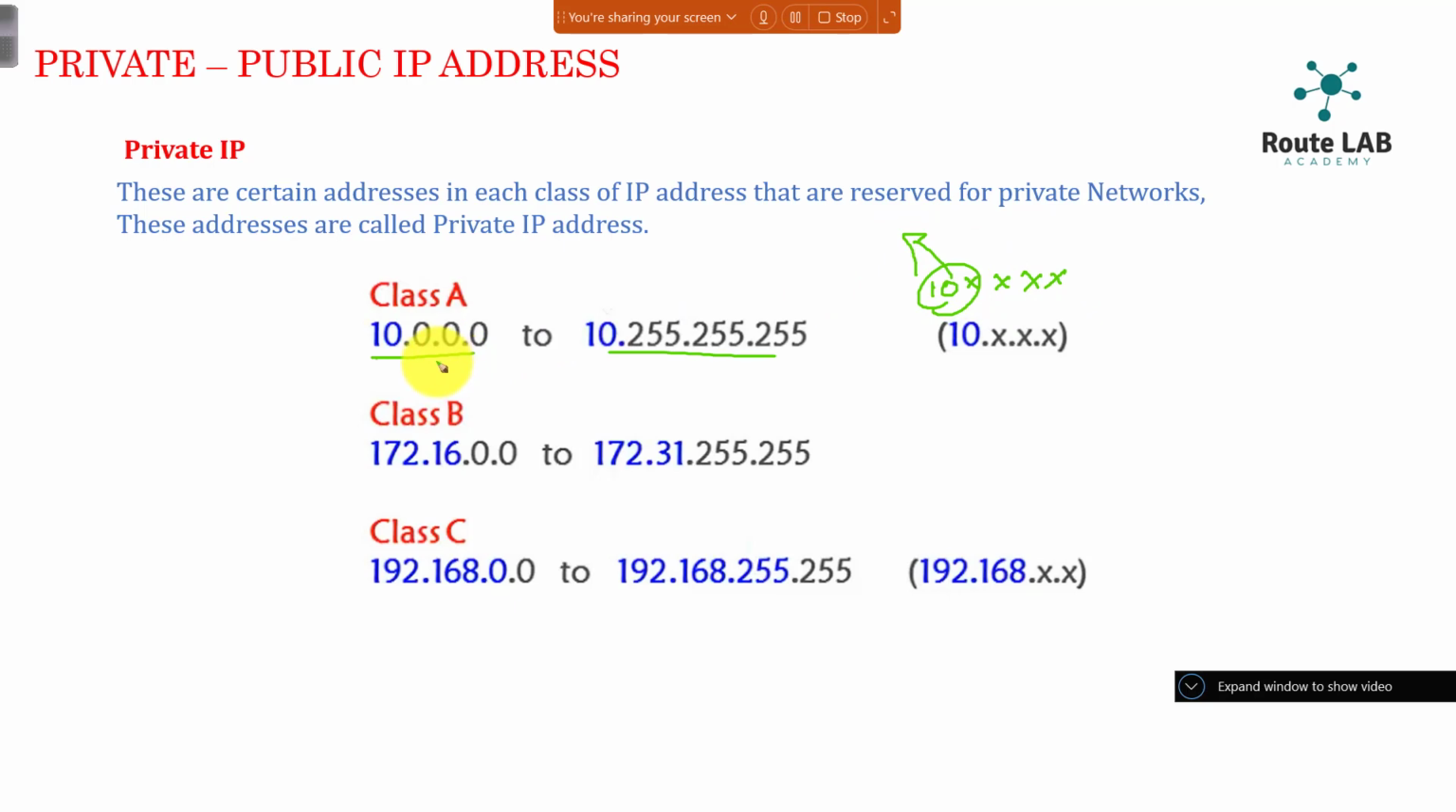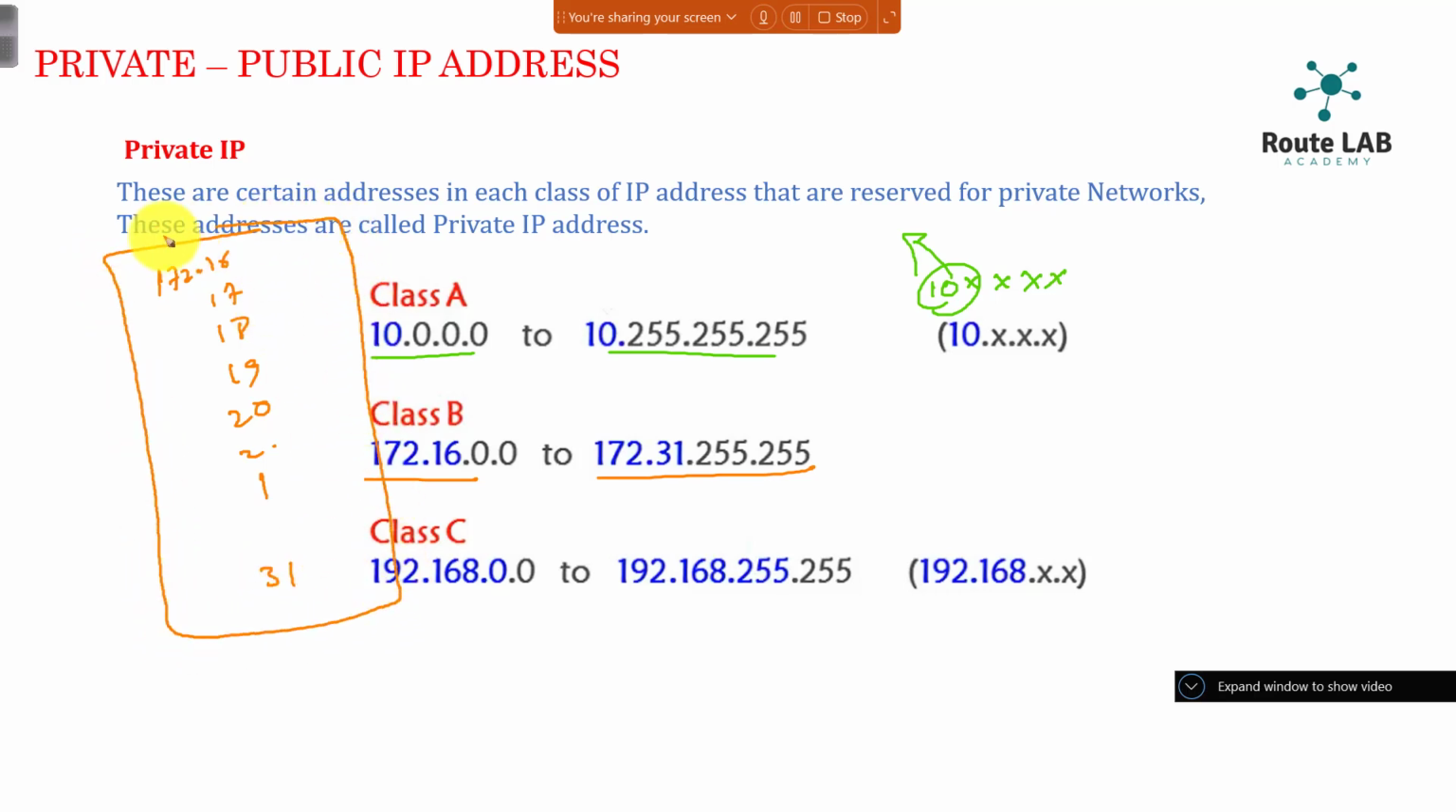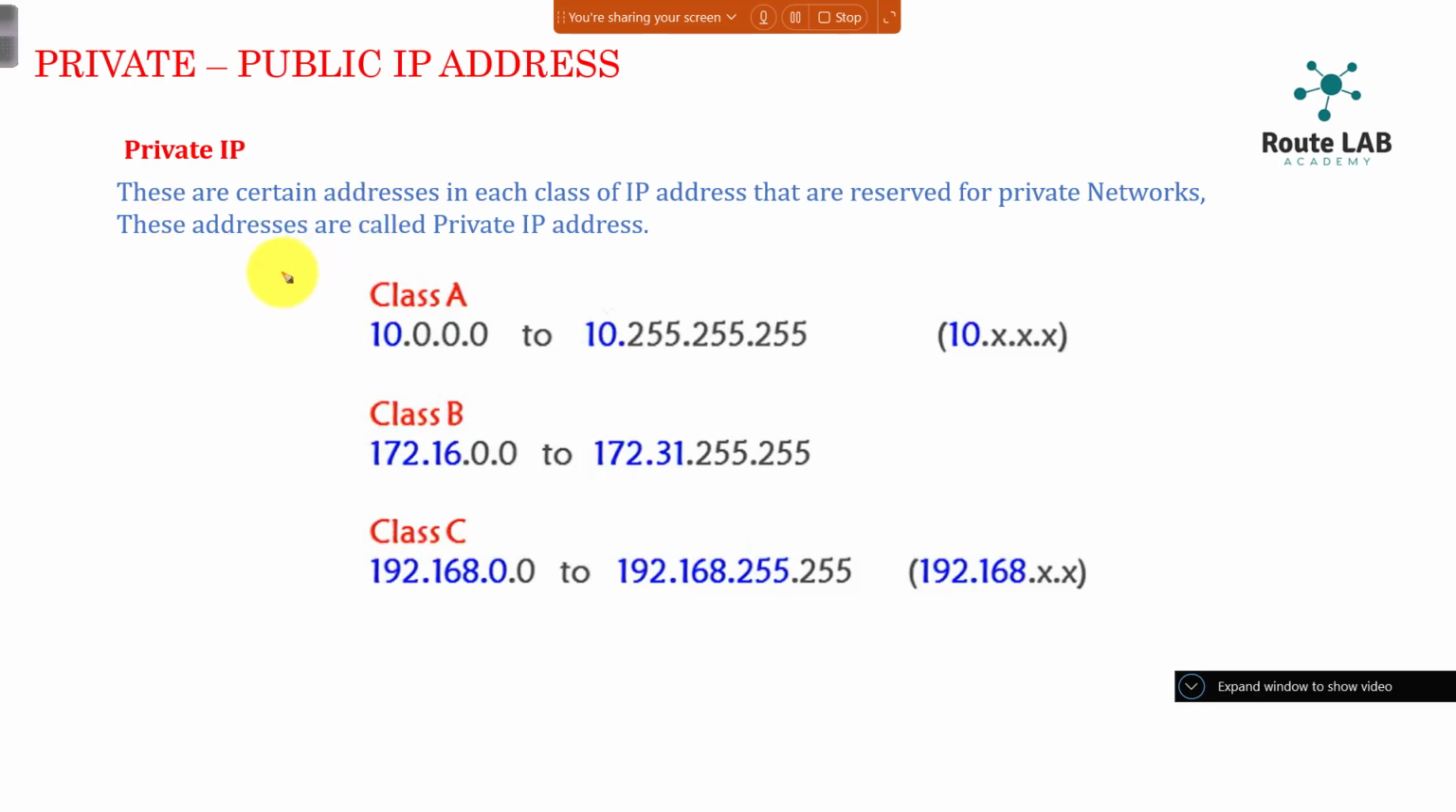And in B class, the address range starts with 172.16.0.0 to 172.31.255.255, which means 172.16, 17, 18, 19, 20 up to 31. All these addresses come under the private category. Apart from this, if you see an address such as 172.32.x.x or 172.15.x.x, all of these come under the public category.